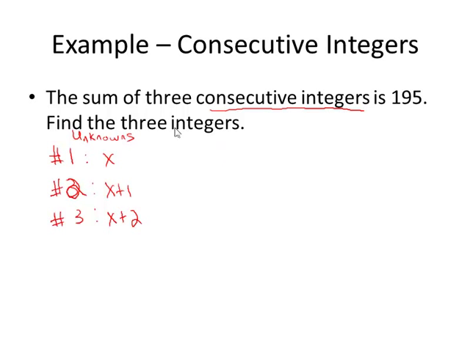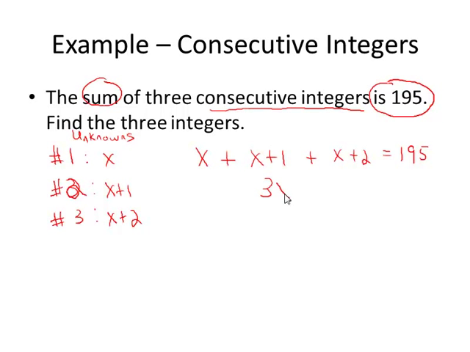We're told that their sum is 195. So the sum would be the first one, x, plus the second one, x plus 1, plus the third one, x plus 2, is equal to 195. First step for solving this is to combine the like terms. x plus x plus x is 3x. 1 plus 2 is 3. And that is all equal to 195.